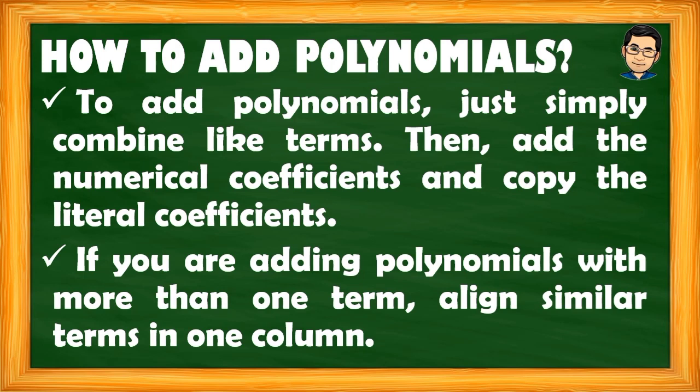Next. And then pag nag-add tayo ng polynomials with more than one terms, so kung binomial na yung ina-add natin, trinomial, multinomial, so ang gagawin lang natin is i-align lang natin yung mga similar terms in one column. So, lahat ng mga magkakamukhang terms, kailangan nasa isang column. Magkakatapat sila. Otherwise, hindi po natin pwedeng i-perform yung operation.